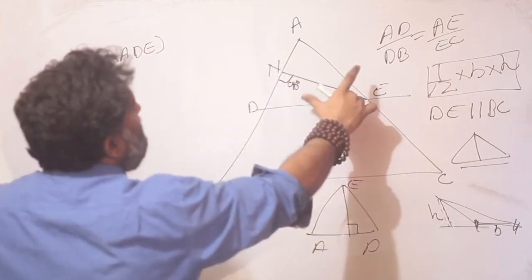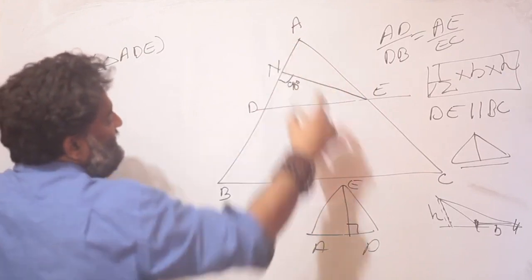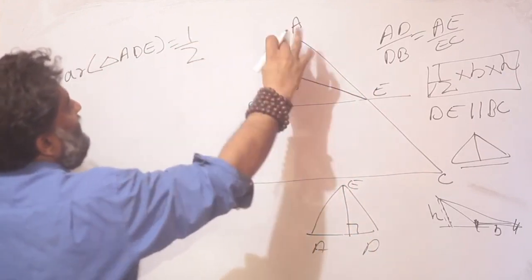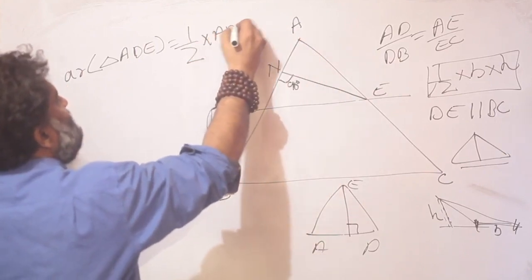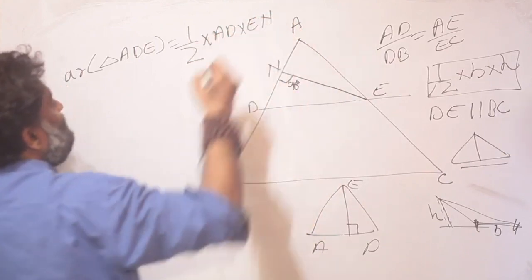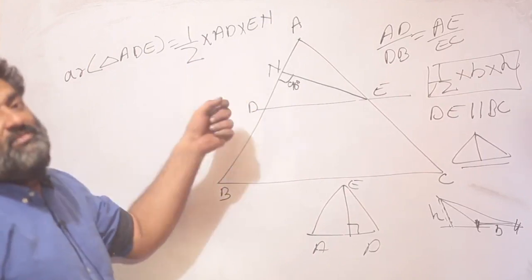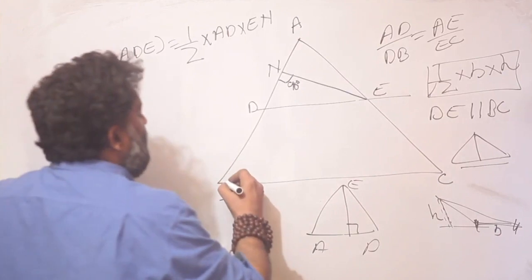So the area of triangle ADE is going to be, AD is the base, and EN is the height, so it is going to be half into AD into EN. So before we go any further, write this result down for yourself because you'll be using it later. Let me create another story.